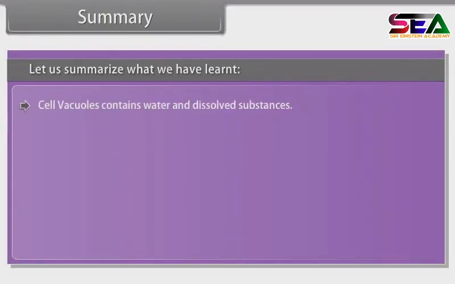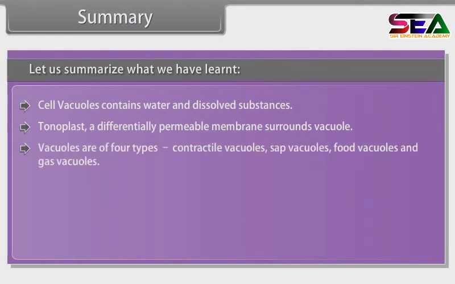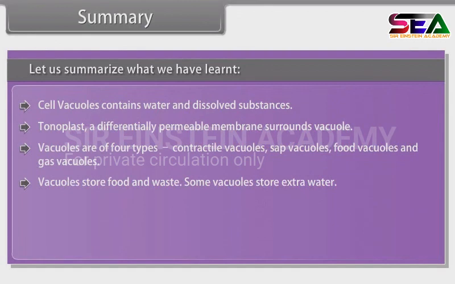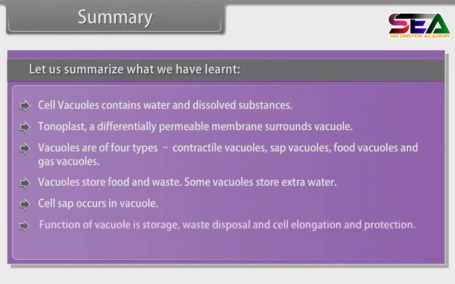Cell vacuoles contain water and dissolved substances. Tonoplast, a differentially permeable membrane, surrounds the vacuole. Vacuoles are of four types: contractile vacuoles, sap vacuoles, food vacuoles, and gas vacuoles. Vacuoles store food and waste. Some vacuoles store extra water. Cell sap occurs in the vacuole. The function of the vacuole is storage, waste disposal, cell elongation, and protection.